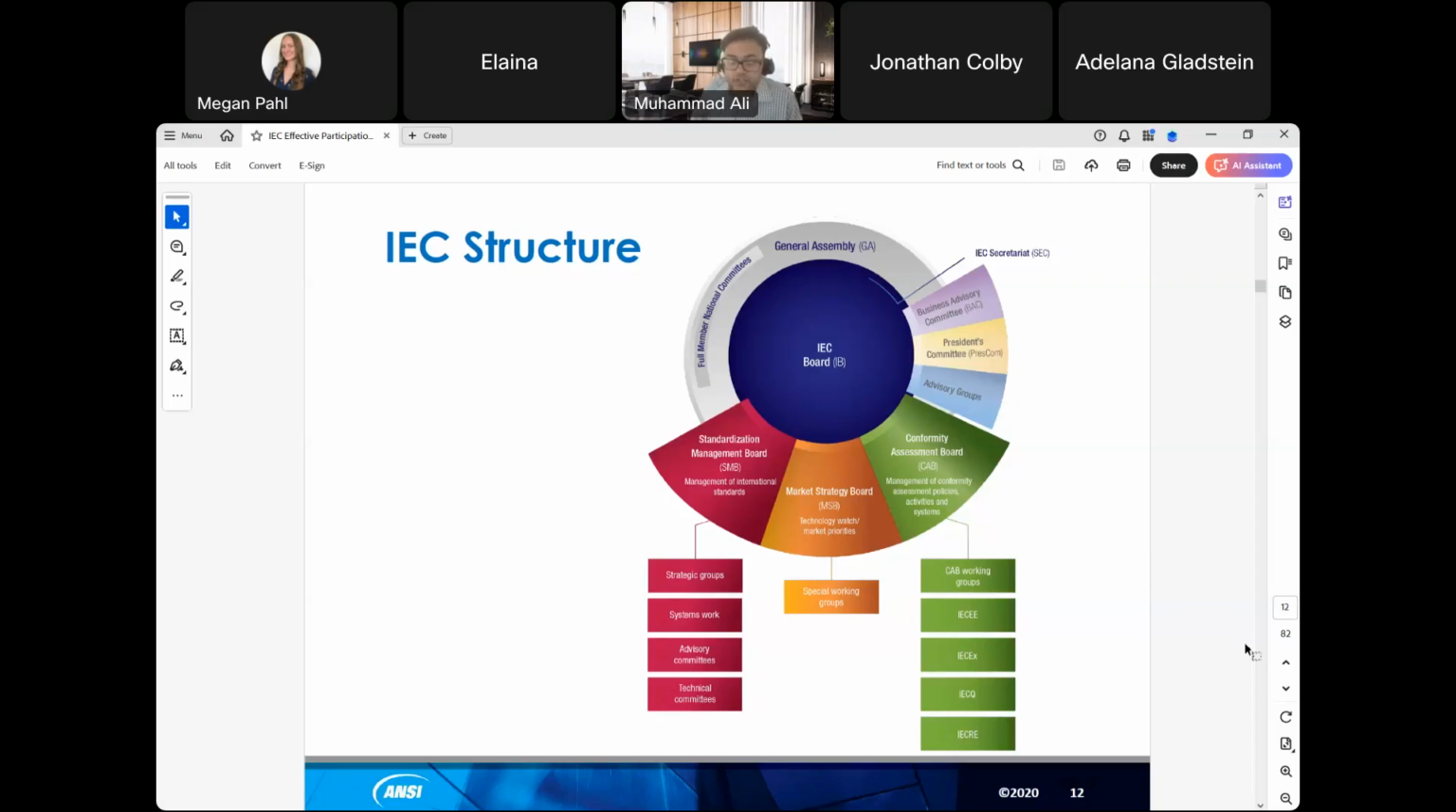The Market Strategy Board can also have special working groups working on several different topics related to market trends and needs, as well as the Conformity Assessment Board, which has several working groups that I'm going to cover later on. But I just want to mention to you right now that it does have 4 working groups, and we're going to get into the details of that later on in the webinar. So hopefully that gives you a good idea of how IEC is structured. Let's now move on to the next slide.